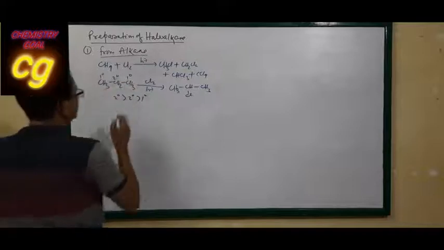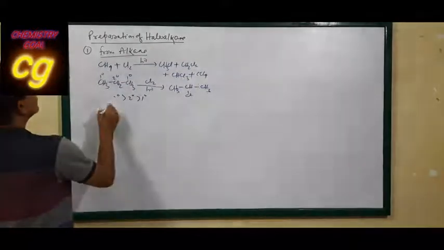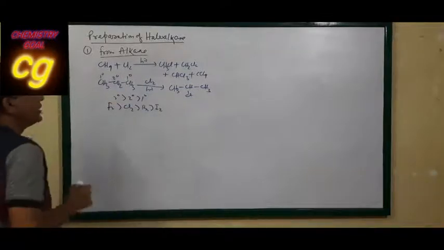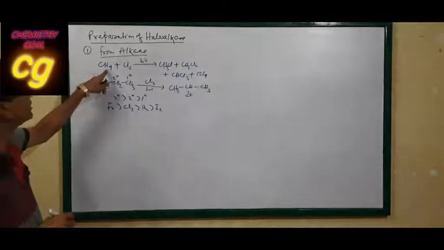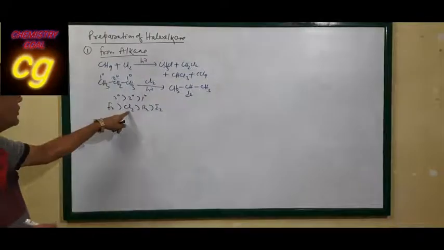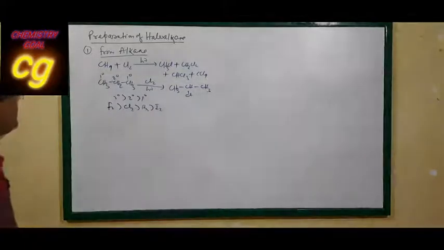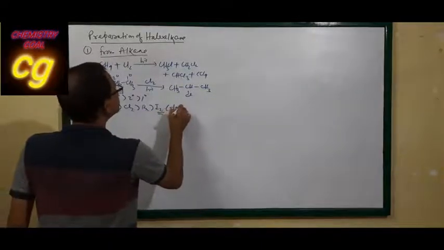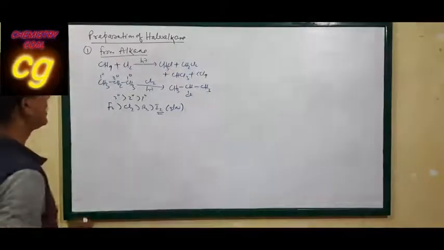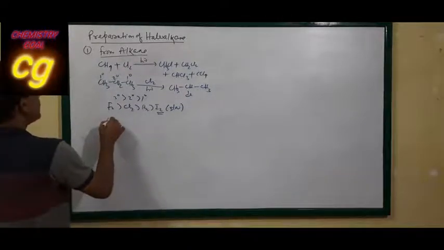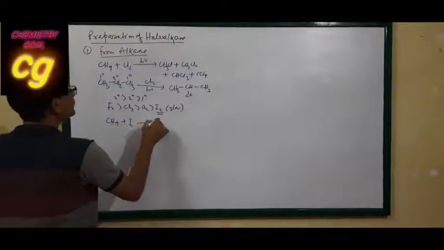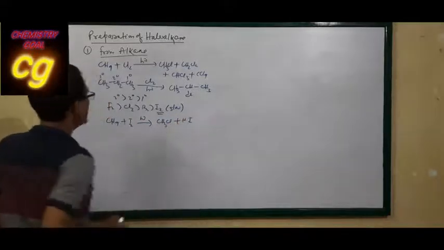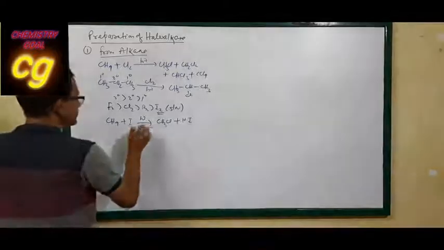And the order of reactivity towards halogenation is fluorine greater than chlorine, greater than bromine, greater than iodine. Fluorine is more reactive towards alkane compared to chlorine due to more electronegativity. In case of iodine, the reaction is slow and reversible. Suppose you want to prepare from methane with iodine, in presence of light it produces CH3I and HI.